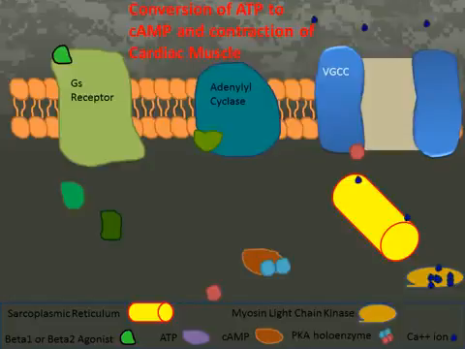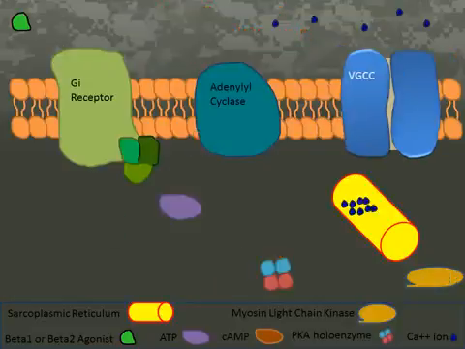Adenyl cyclase also opens the ion channels that are responsible for the pacemaker current in the sinoatrial node, leading to an increase in heart rate. Protein kinase A also phosphorylates myosin light chain kinase in the heart and contributes to an increase in inotropy.